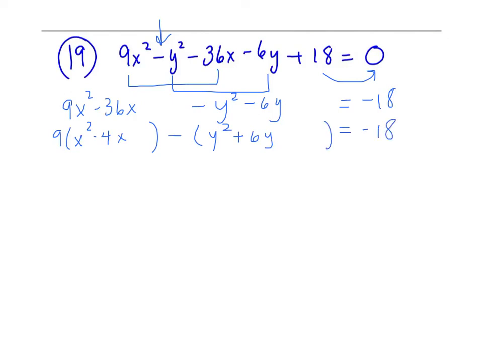And then take a quick double check. Okay, so I'm going to complete the square. I'm going to say x minus 2. I'm going to square it. That gives me 4. I'm going to multiply it times 9 and get 36.